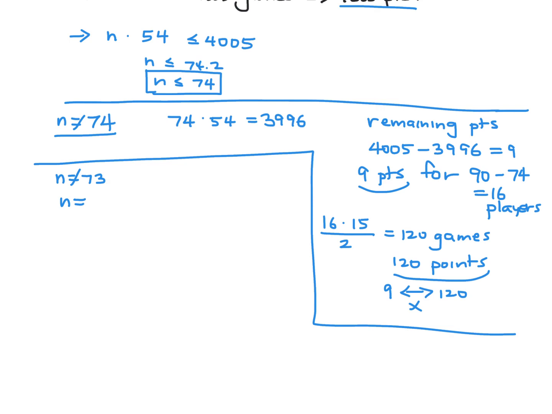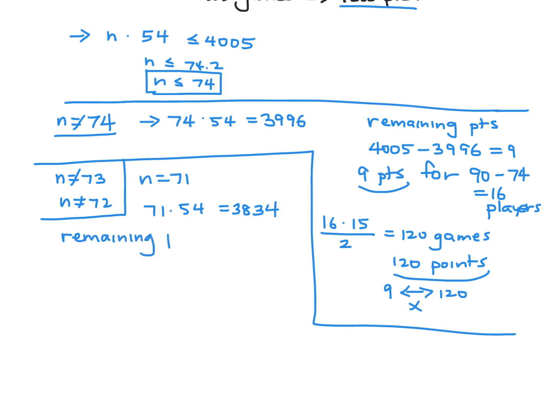And n equals 72 also doesn't work. But the good news is when n equals 71, it works, and I'll show you how. Same thing that we did up here: it would be 71 times 54, and that's 3834. And then the remaining points are the grand total, 4005 minus 3834, and that is 171 points.